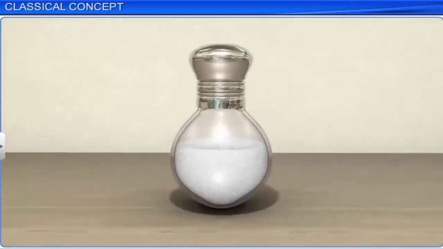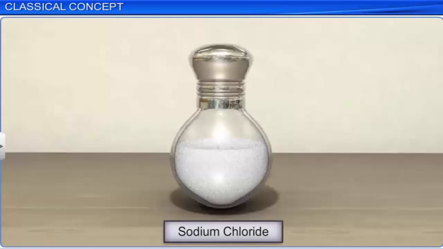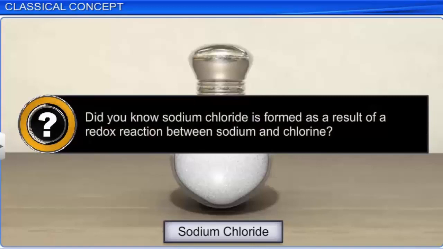Let's look at an example. Consider the common salt sodium chloride. Did you know sodium chloride is formed as a result of a redox reaction between sodium and chlorine? Let's understand how.